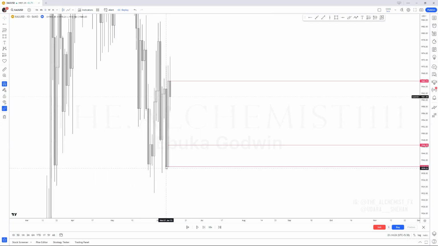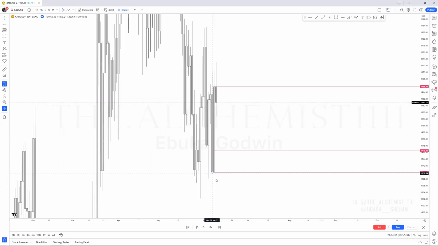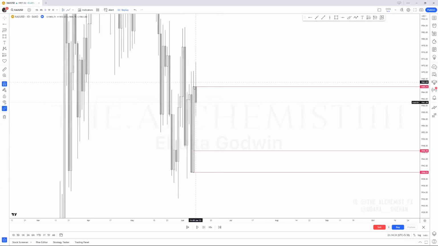But yeah, I went for what we call the last resort, because inside of that weekly support, this is the last daily support we have, right? This is the last daily support we have. That is why I use that. Now, this is a daily resistance.